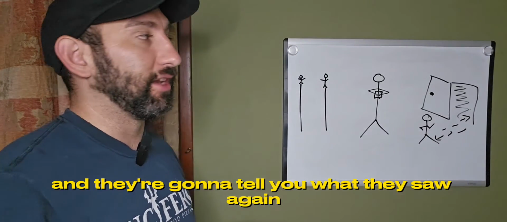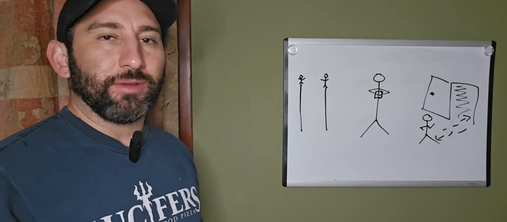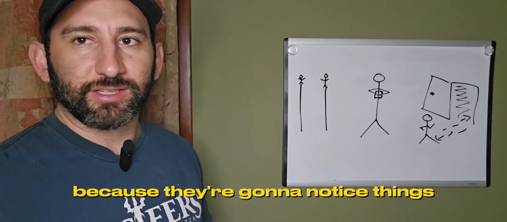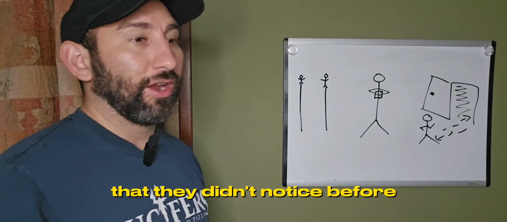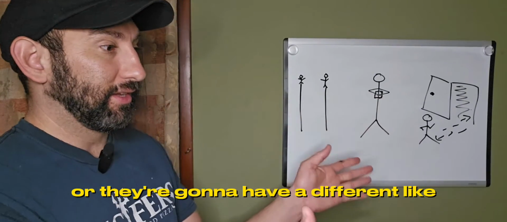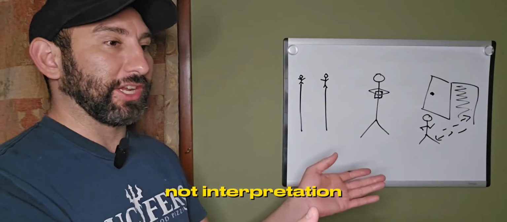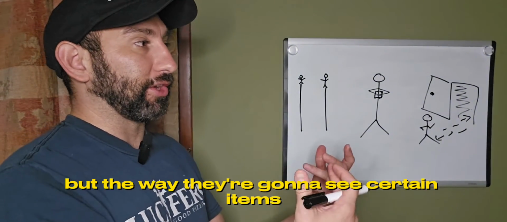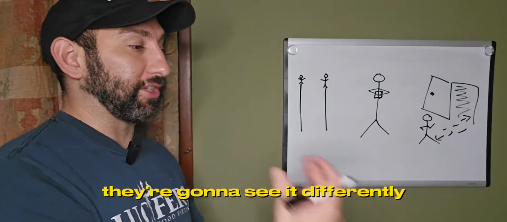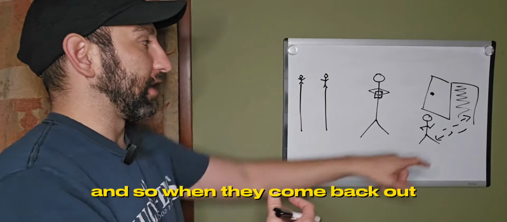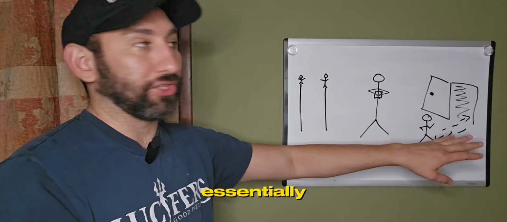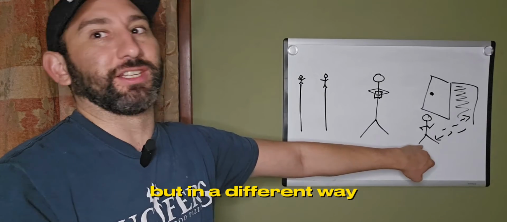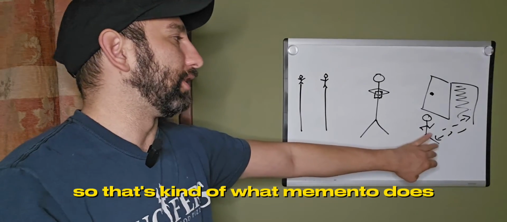They're going to come back out, and they're going to tell you what they saw again, but it's going to be different, because they're going to notice things that they didn't notice before. Not a different interpretation, but the way they're going to see certain items, they're going to see it differently. So when they come back out, they're essentially going to describe the same room, but in a different way. So that's kind of what Memento does.